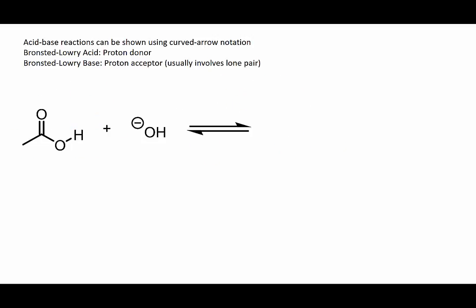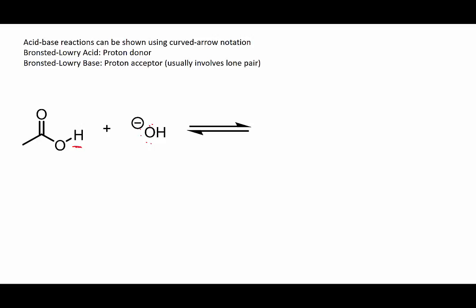Say we have acetic acid and hydroxide. You should recognize that hydroxide is a very strong base. Why is it a strong base? Well, it has a negative charge. And remember, atoms don't like charge. We've got 3 lone pairs here. We need a proton donor. That's going to be the acetic acid.